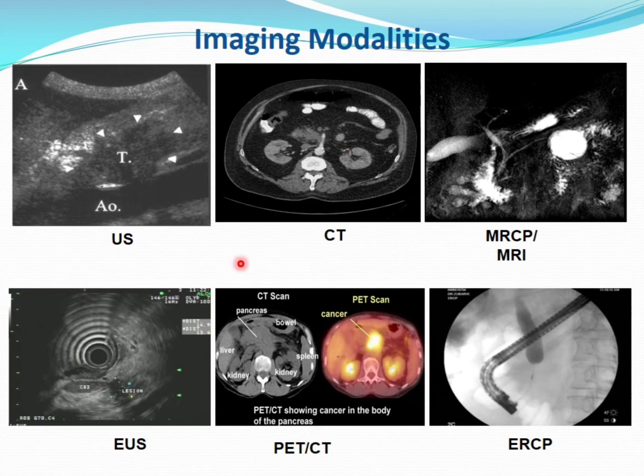EUS is available for diagnosis and histologic acquisition of fine needle aspiration for histopathological examination of the tumor. The PET-CT is useful to determine the activity of the tumor and determine whether there are metastases. ERCP is mainly used for therapeutic purposes in pancreatic cancer to achieve drainage with ERCP with stenting.